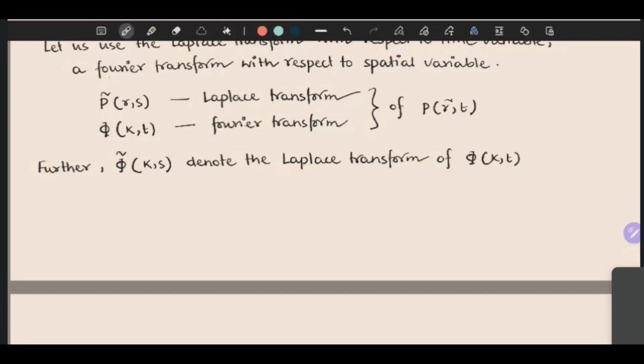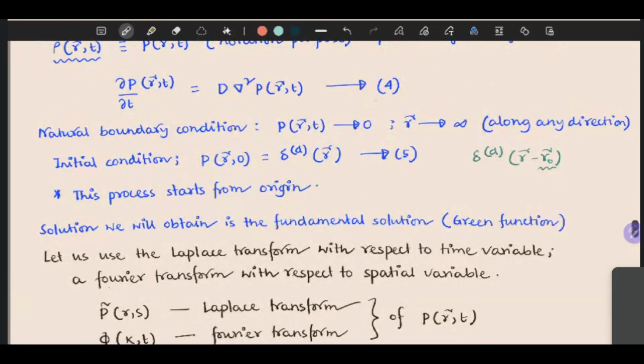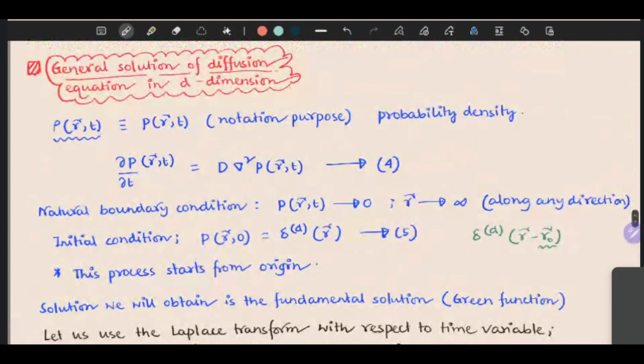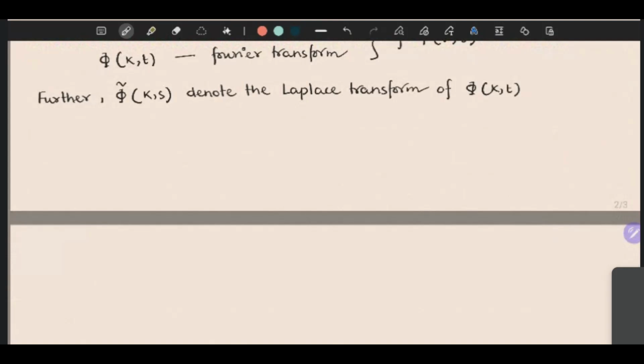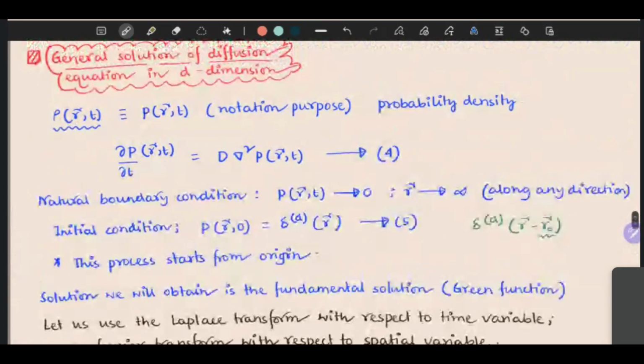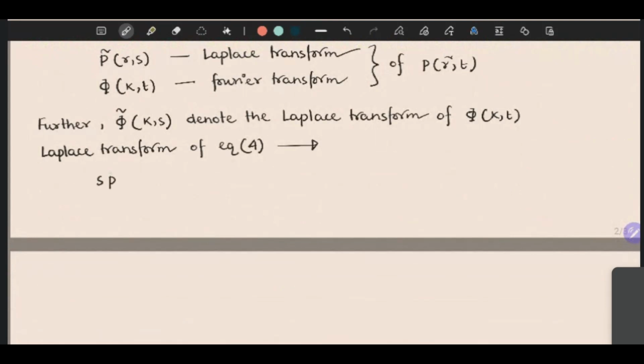Now if you take the Laplace transform of equation 4 on both sides, then for ∂/∂t, if there is a function of t, it becomes s. So the Laplace transform of equation 4 will be s p(r, s) minus p(r, 0) equals D times the Laplacian of p(r, s). Okay, so this is equation 5.